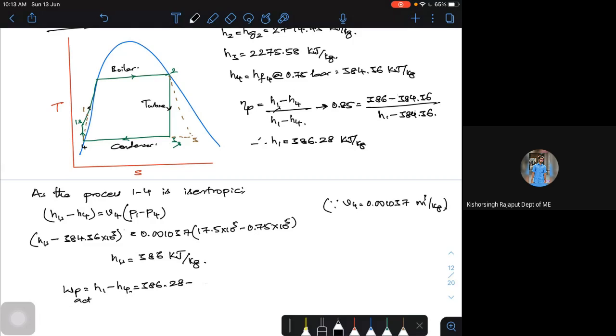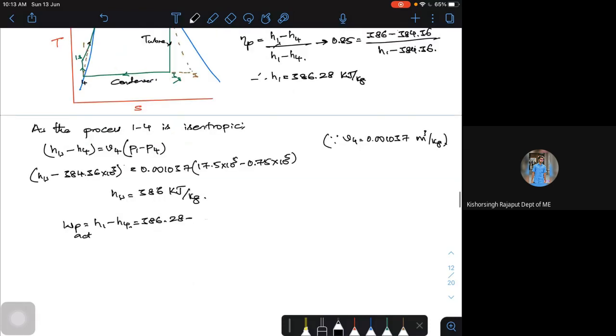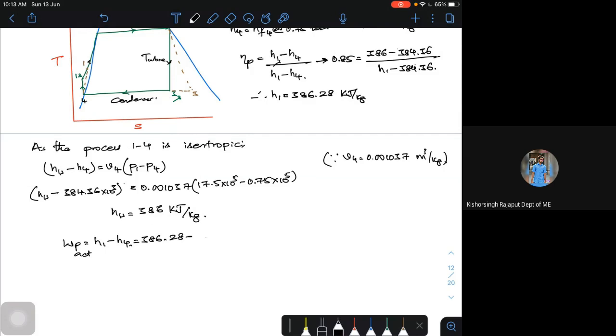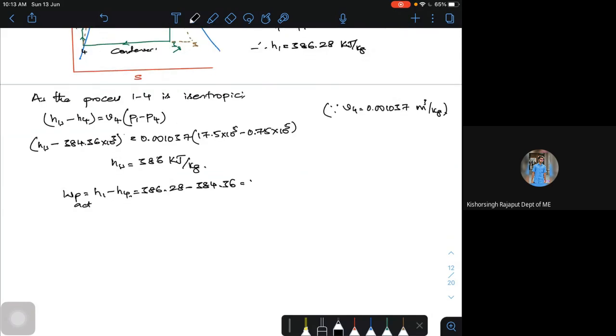The pump work is almost H1 minus H4. Okay, and I'm getting a very low work. Maybe whatever values are given, from that only we are trying to do. H4 is 384.36, H1 minus H4, 386.28 minus 384.36. So I'm getting around 1.92 kilojoules per kg, which is a very low value. Actual pump work has come down.